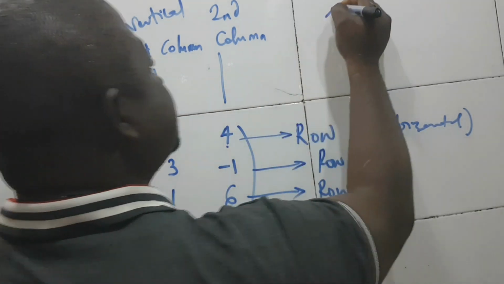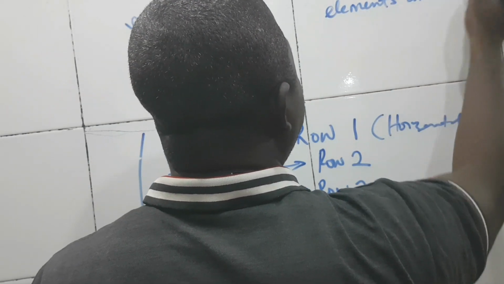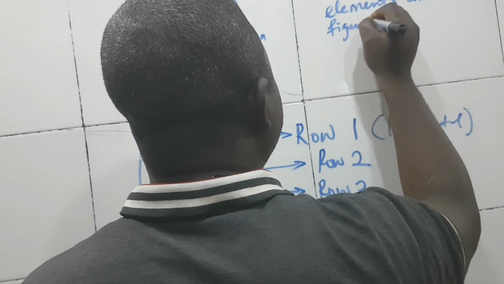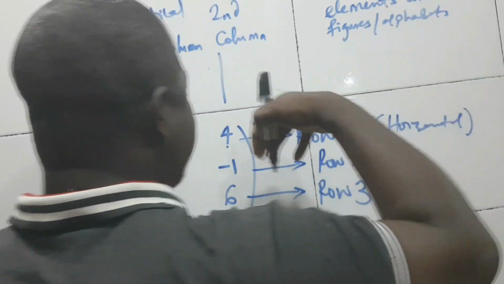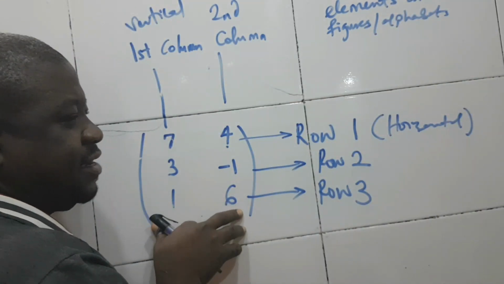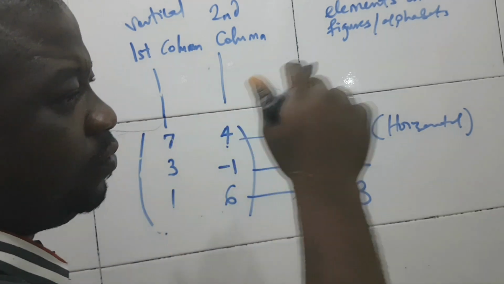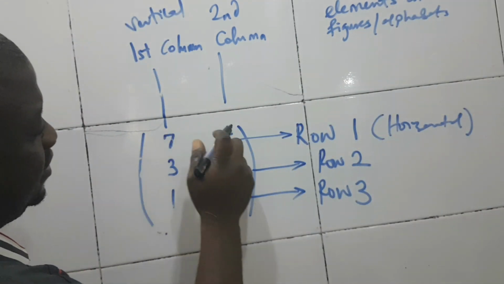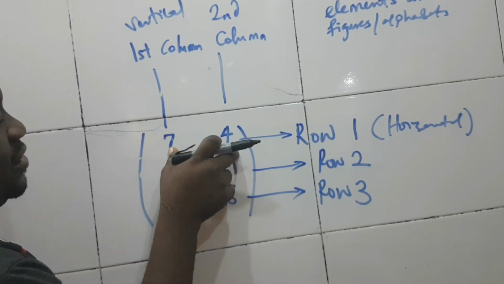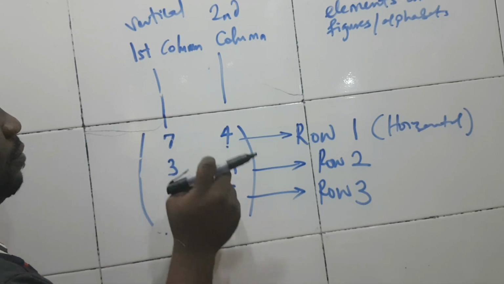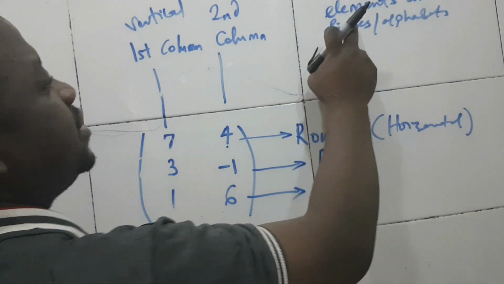So the elements are the figures or alphabets, as it may, that are in the what? In this rectangle. This is more like a rectangle. So a matrix will always form a rectangle. You can see this is a rectangle, a rectangle, a rectangle. So the contents 7, 3, 3, minus 1, 1, 6. The contents are regarded as what?